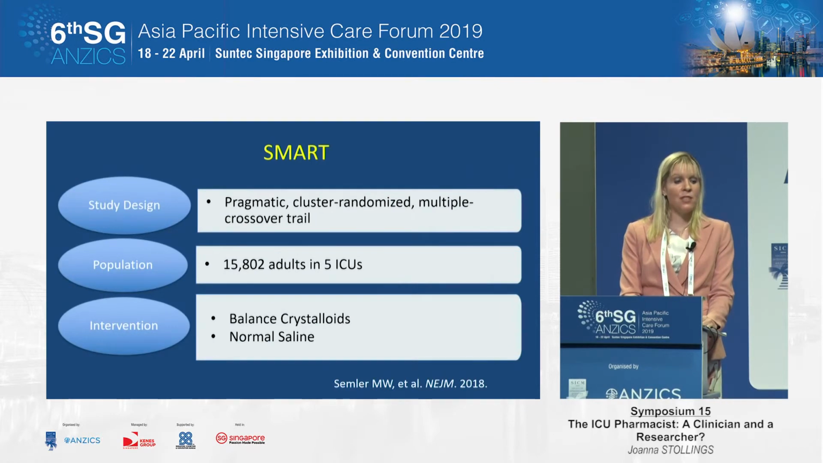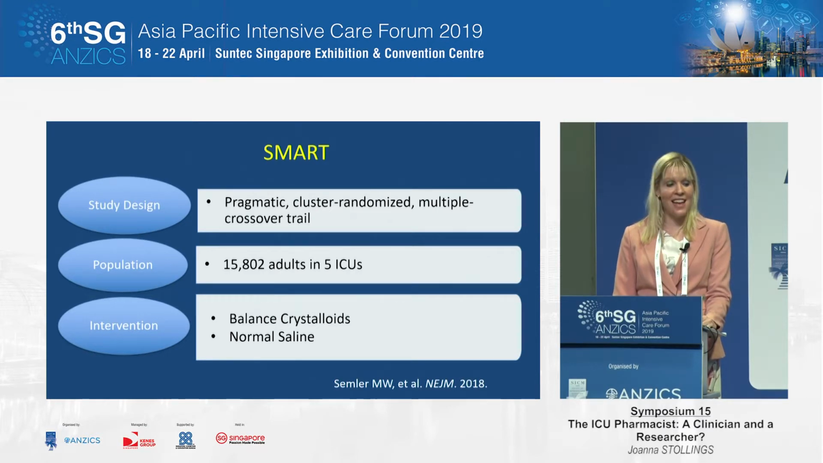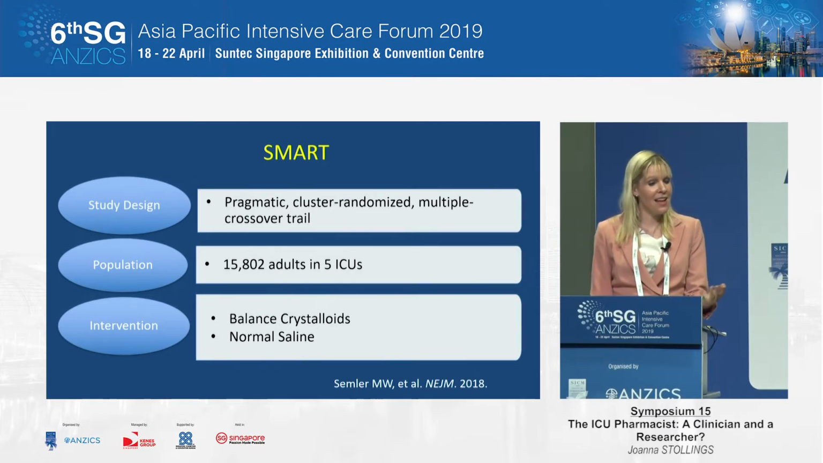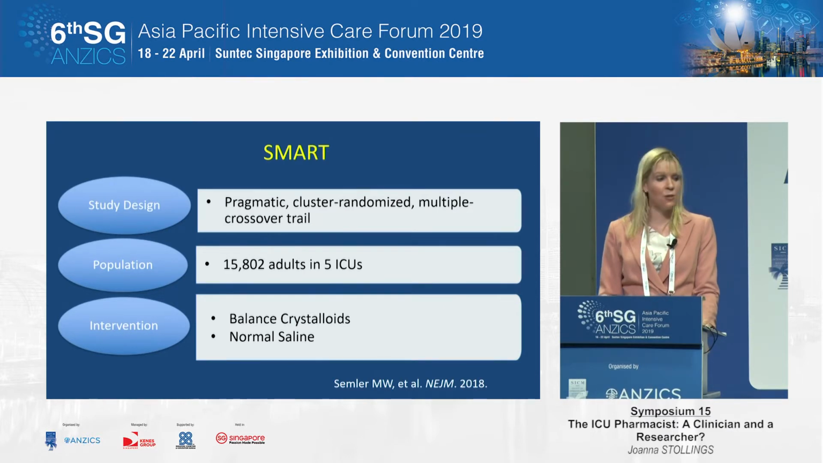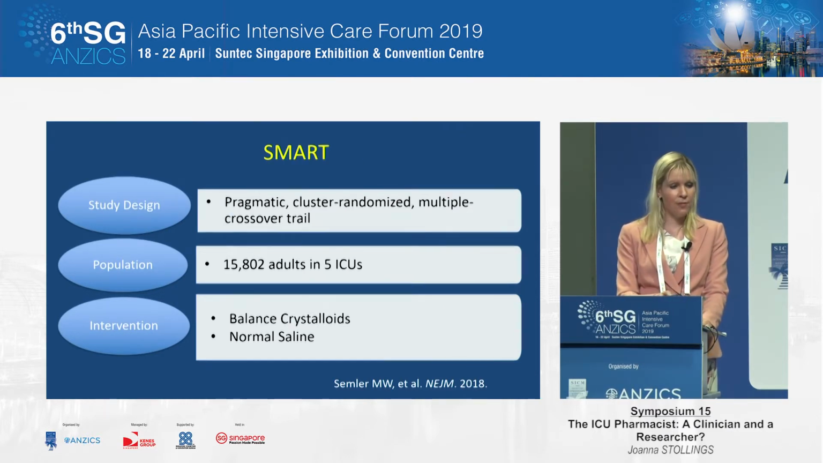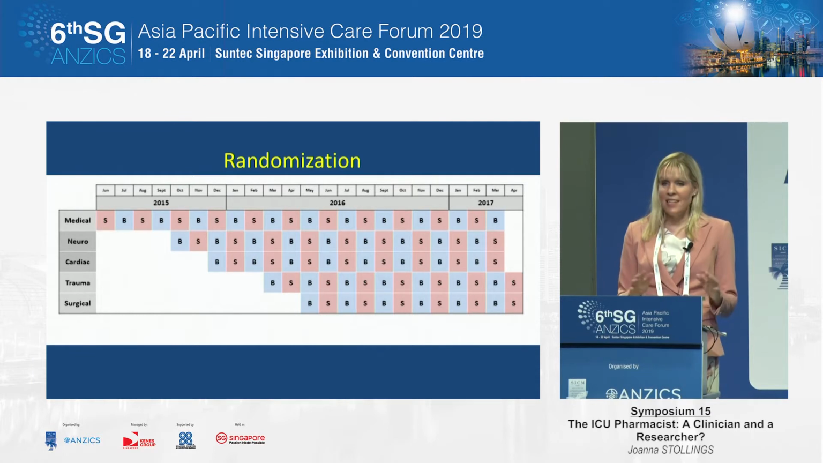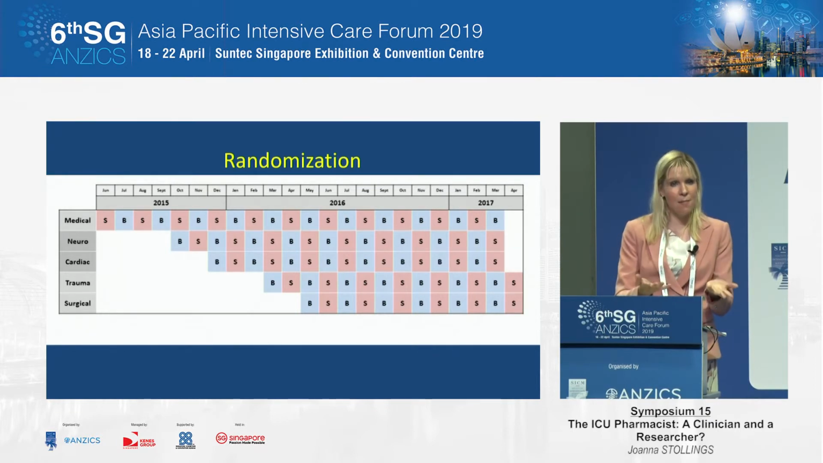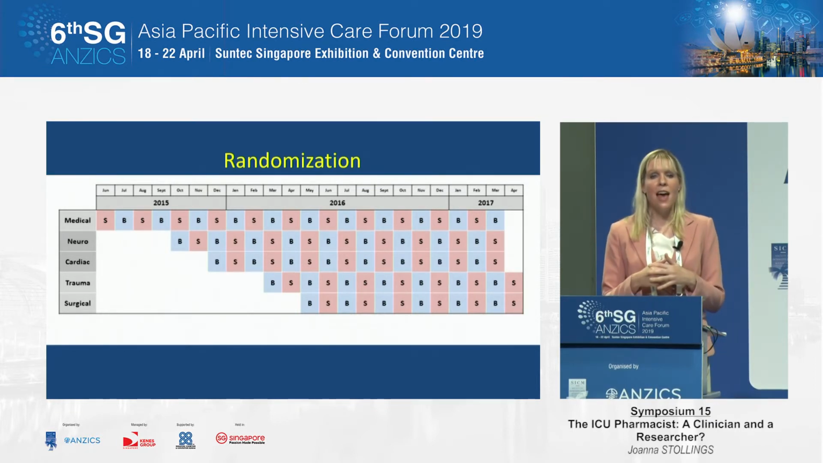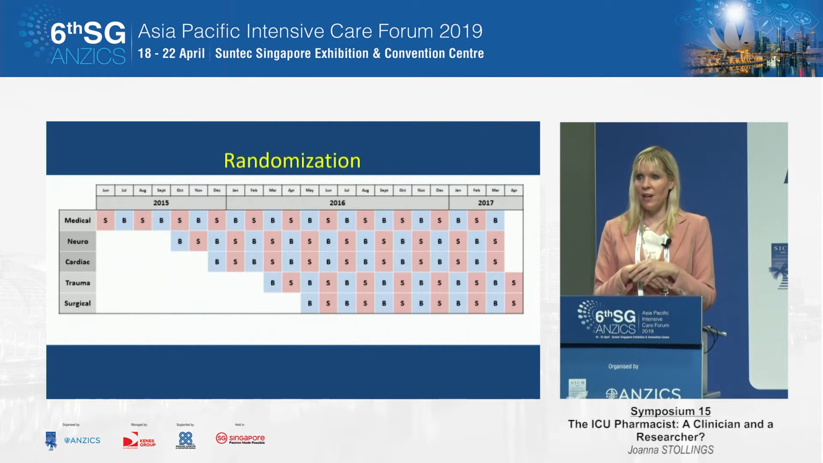So this study was a pragmatic cluster randomized multiple crossover trial in 15,000 adults in the ICU, and patients were randomized to either receive balanced crystalloids or normal saline. So this shows the randomization. As you can see, a lot more patients were included from the medical ICU as compared to the other ICUs. We started it in the medical ICU first because both the primary author and senior author, that's where they work.